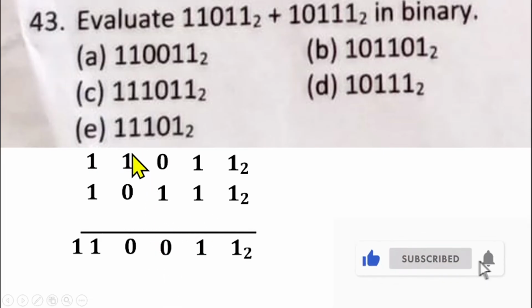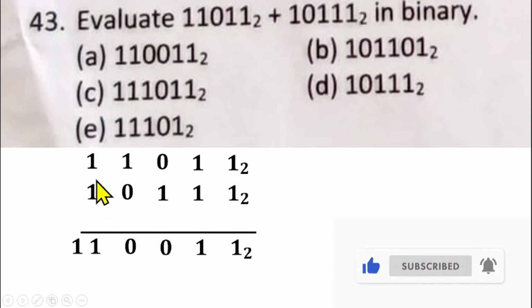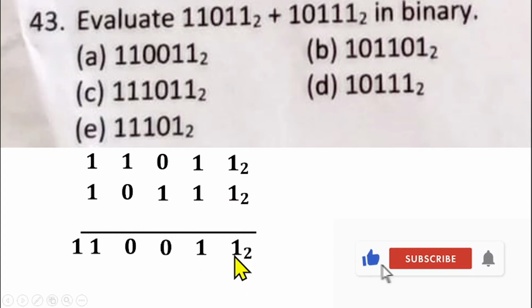You print that 1 here. 1 plus 1 plus 0 gives us 2. 2 in 2 gives us 1, remainder 0. You write 0 again. Bring the 1 here. 1 plus 1 plus 1 gives us 3. 2 in 3 gives us 1, remainder 1. So please correct this one. This one is 0, not 1.